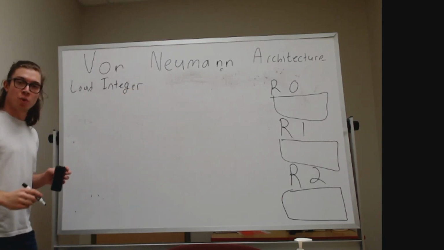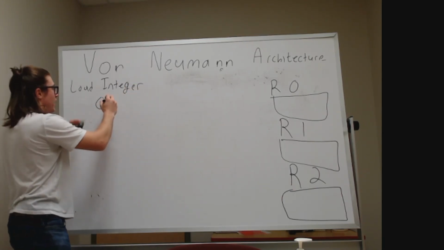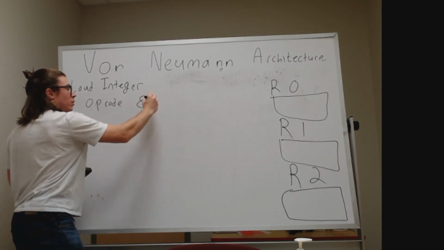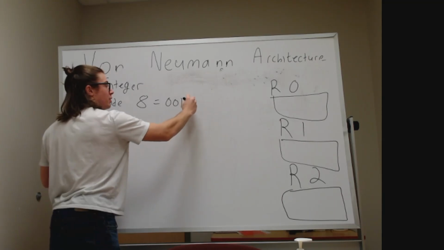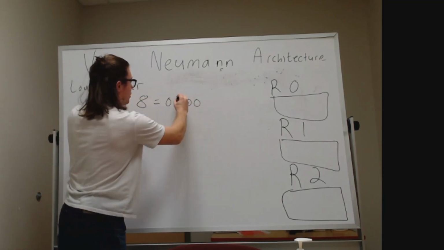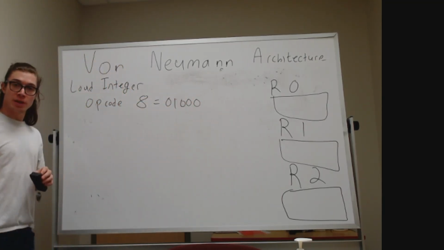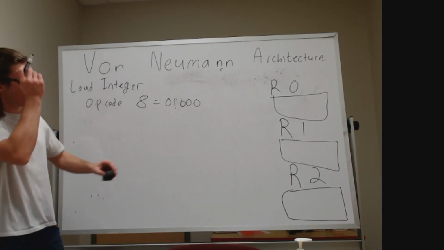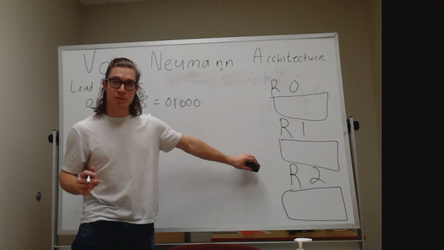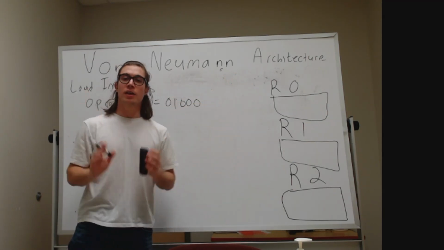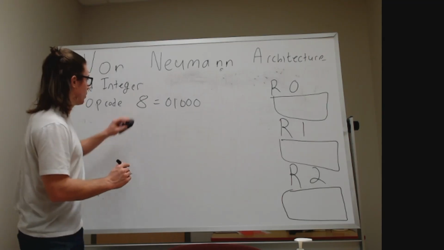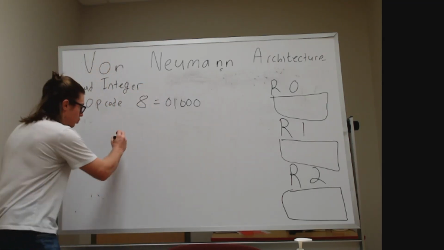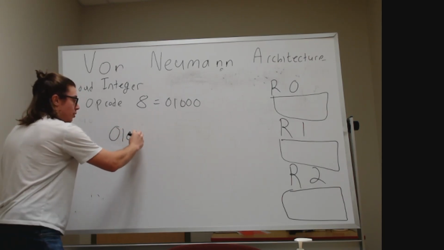All right? So what is load integer? Well, its opcode is going to be 8, which is 0, 1, 0, 0, 0. That's our 8, okay? And load integer, instead of taking 2 source registers, is going to take a single integer and then the destination register. So when we write a load integer instruction, we write 0, 1, 0, 0.